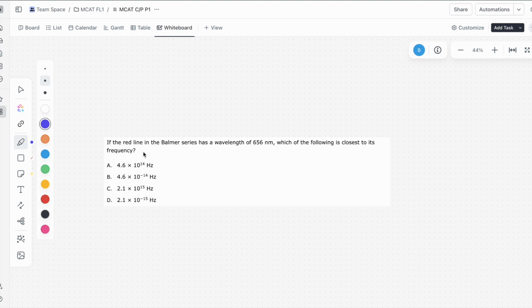The next question here says, if the red line in the Balmer series has a wavelength of 656 nanometers, which of the following is closest to its frequency? All right, so guys, remember, c equals frequency times lambda, where lambda is a wavelength, and c is always a constant. So if we know this value and we know the wavelength, we can easily find out what the frequency is. So let's do that.